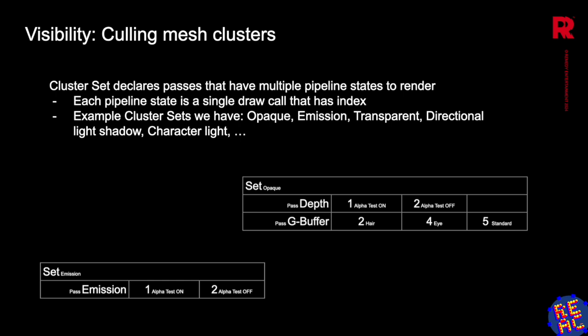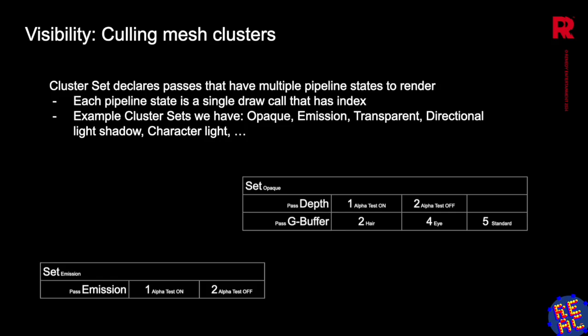Looking at the top one, you can see that the name of the set is opaque. This set is targeted to be used for filling the pre-depth and later the geometry buffer. The depth pass is split into two different buckets. Bucket 1 contains all the geometry clusters that use alpha testing, and bucket number 2 contains the clusters that don't. Every cluster that contributes to opaque rendering is going to belong to one of these.